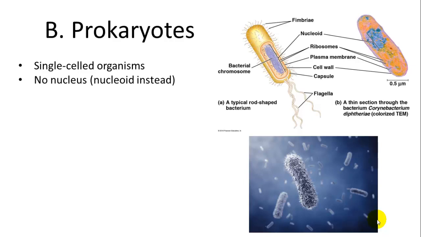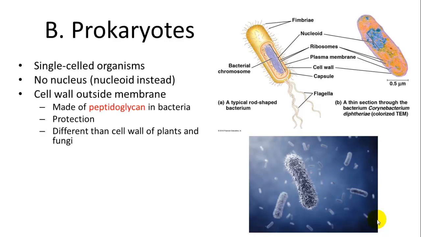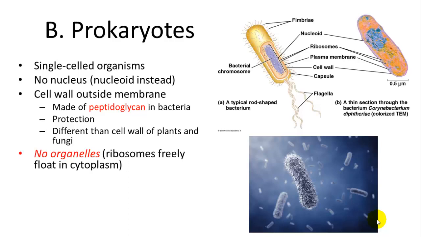Instead, they have this nucleoid, which is a concentration of DNA of the chromosomes in the cell. The cell wall in prokaryotes is made of a structure called peptidoglycan. This will come up again and again when we talk about different organisms. Peptidoglycan in the bacterial cell wall is important for protection. It is different, however, than the cell wall in plants and fungi. It's made of a different substance.